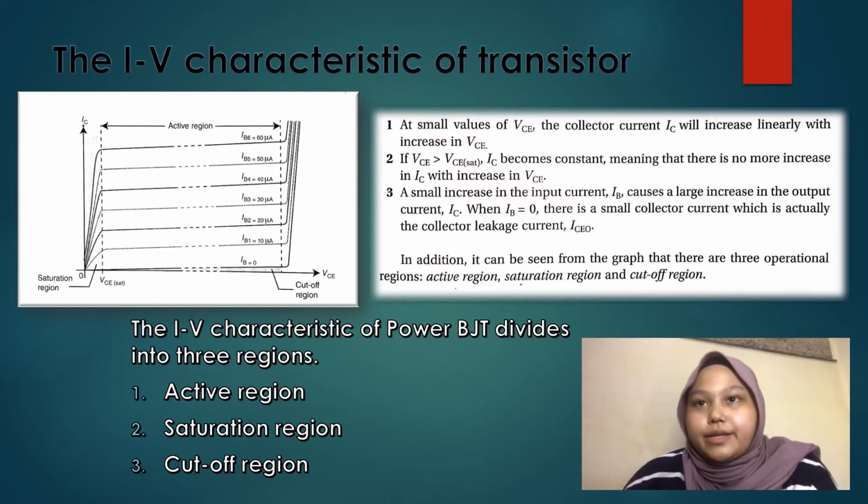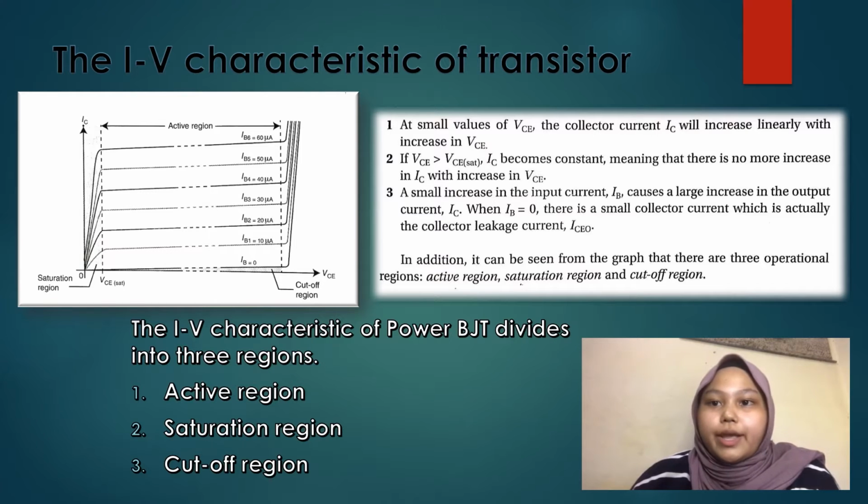Okay, next slide. The I-V characteristic of transistor. The I-V characteristic of power BJT divides into three regions. First, active region. Second, saturation region. Third, cut-off region.